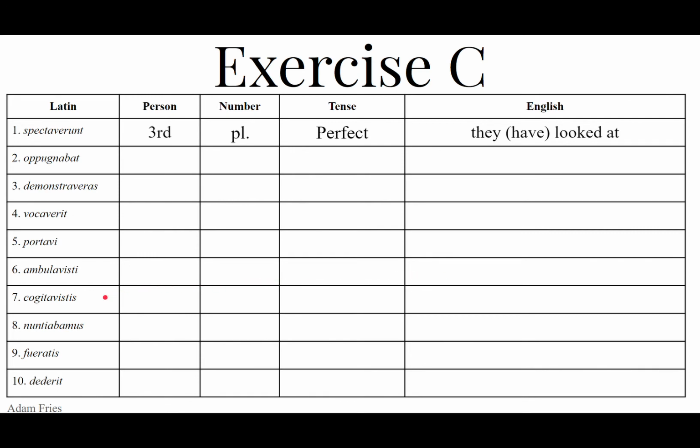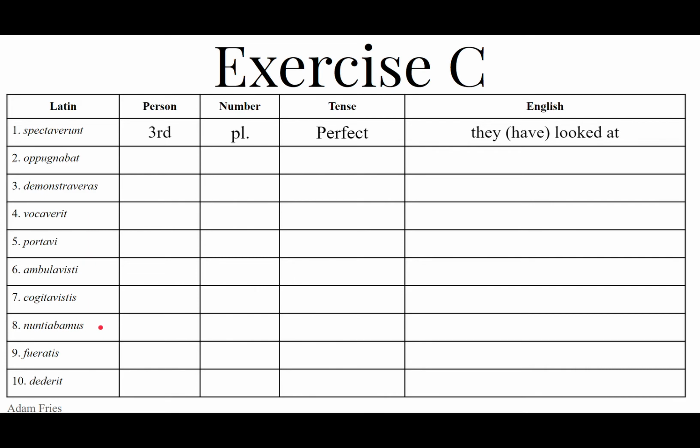7, cogitavistis. So we have second person and plural. Get used to the perfect personal endings of isti, it, imus, istis, erunt. Cogitavistis, second person and plural. Perfect tense. Ye did this. Y'all thought. Ye thought. Don't say thinked.